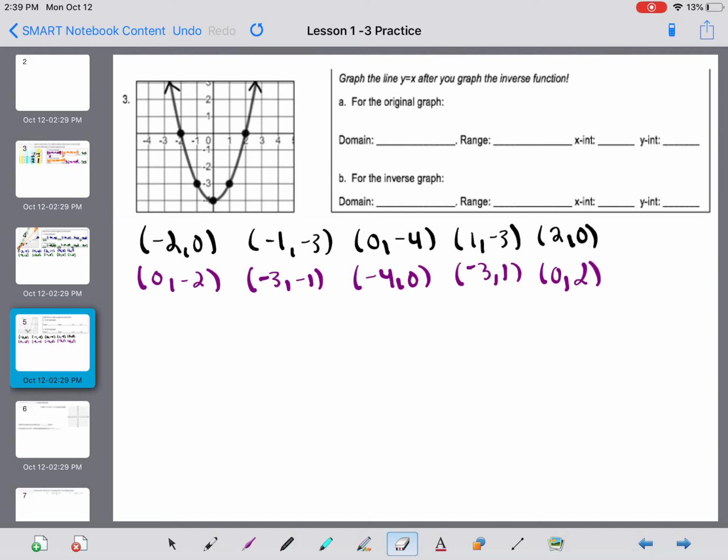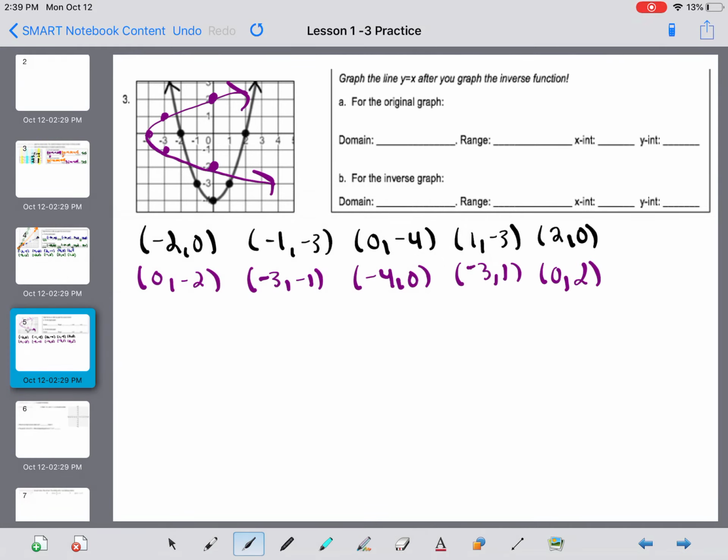So our original was -2, 0, -1, -3. And then when we flip, okay, so when we plot our points, we have 0, -2, that's what was off. And then -3, -1, -4, 0, there we go. -3, positive 1, and 0, 2. So there's the inverse in purple.